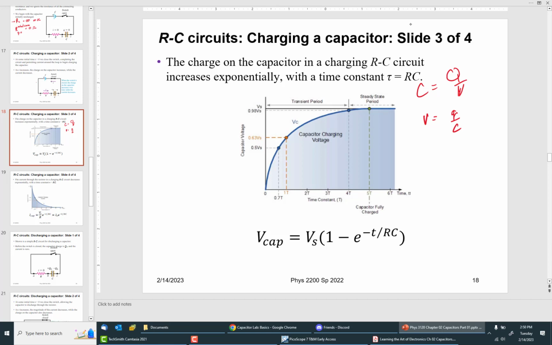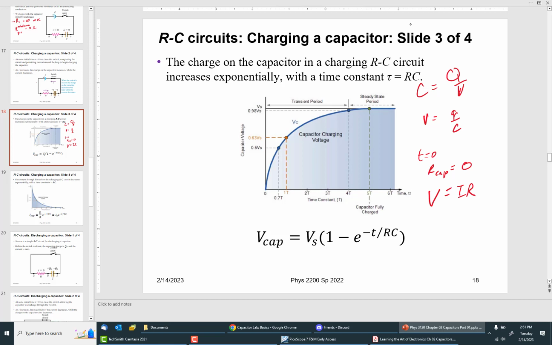Remember, I said, though, at t equals 0, R cap equals 0. And also remember then, v equals IR. So if there's no resistance, you can't have a voltage drop. So the moment, of course, the voltage on the capacitor is 0 before the switch is closed. But at the instant I close it, it's also 0.